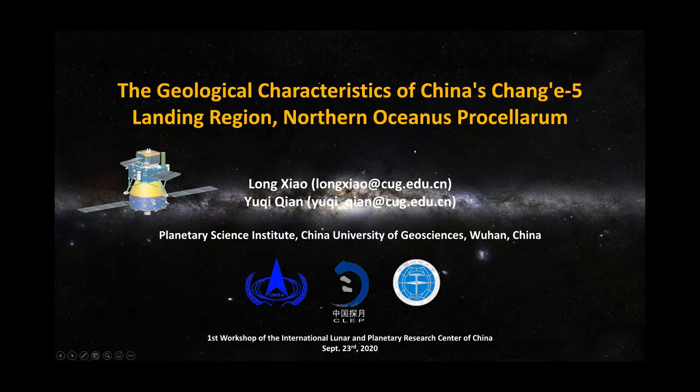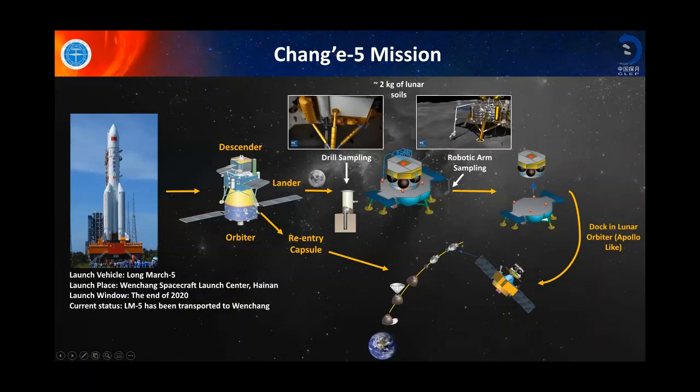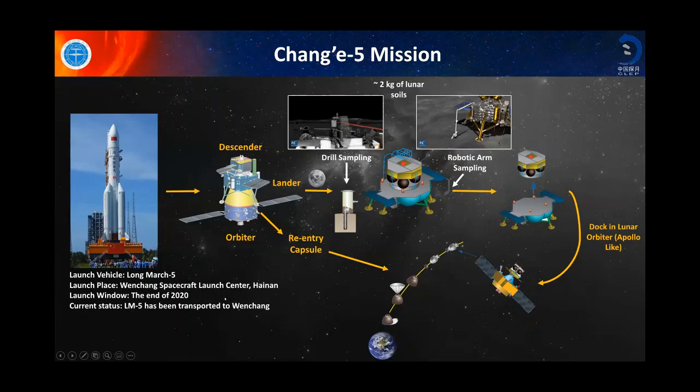So what is the Chang'e-5 mission? Chang'e-5 is a lunar sample return mission, and I find the previous talk today didn't cover it a lot, so I will give you some more details. The Chang'e-5 mission will launch at the end of this year, in November or December. The launch site is the Wenchang Space Launch Center in Hainan Province, a brand new launch center. Right now, the Long March 5 launch vehicle has already been transported to Hainan Province.